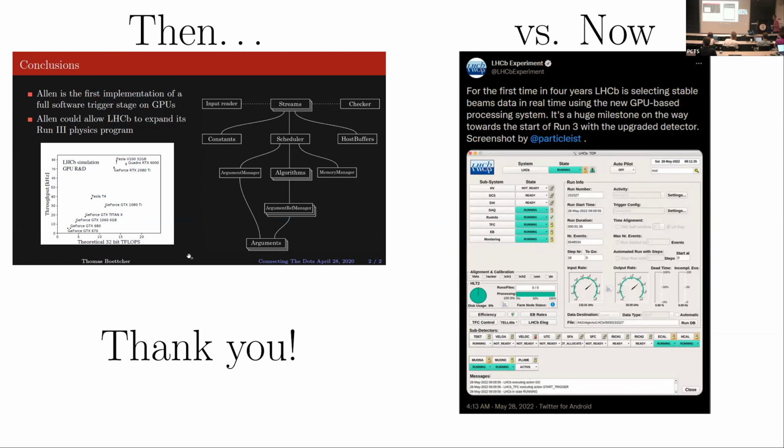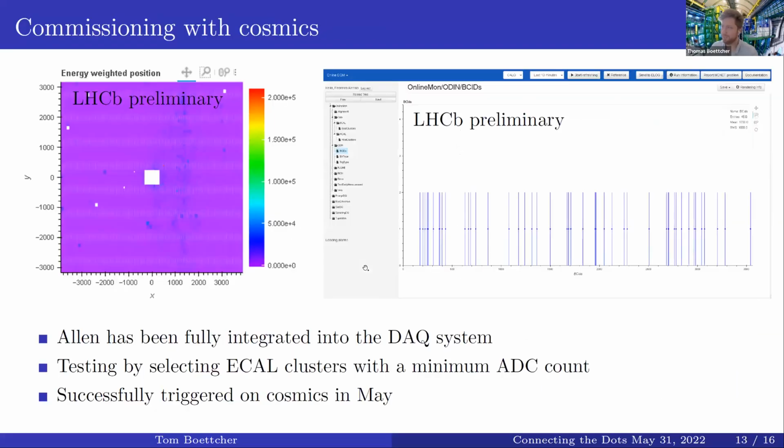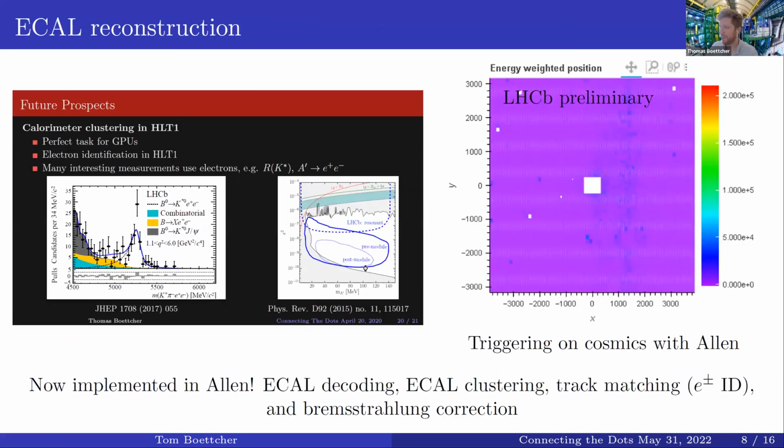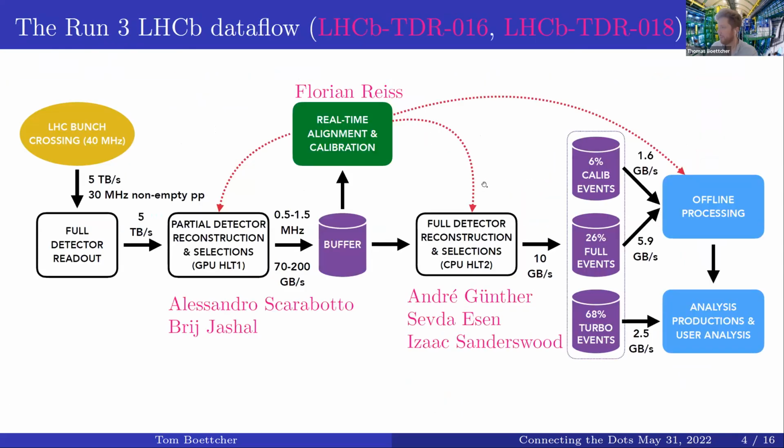Sure. So the question was, why do you have 2 HLTs and why is the second one still on CPU? So that's a good question. We have 2 HLTs because the first is a lot faster and takes a lot less time and only does a partial detector reconstruction, and then the second one does a full detector reconstruction.